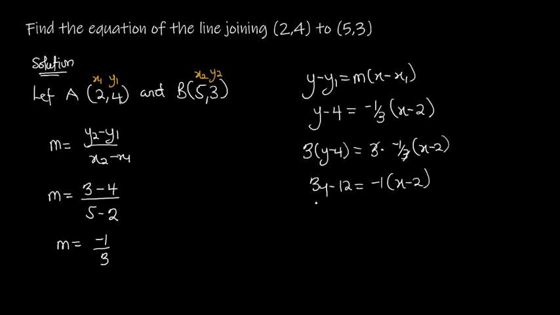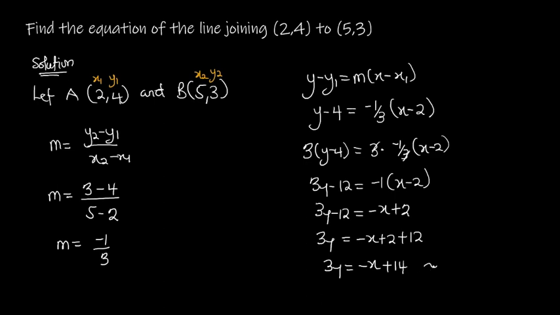From here I have 3y minus 12 is equal to negative 1 multiplied by x, which gives me negative x. Negative 1 multiplied by negative 2 gives me a positive 2. So I can rewrite my equation as 3y is equal to negative x plus 2 plus 12. So I have 3y is equal to negative x plus 14, and this becomes my equation of a straight line.